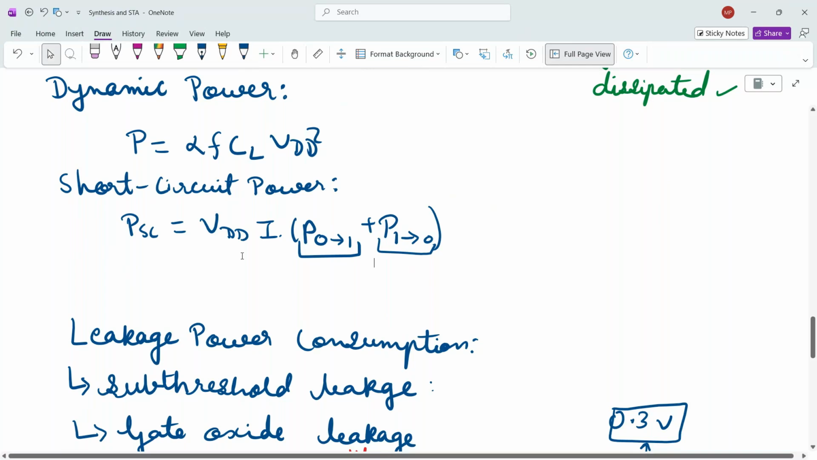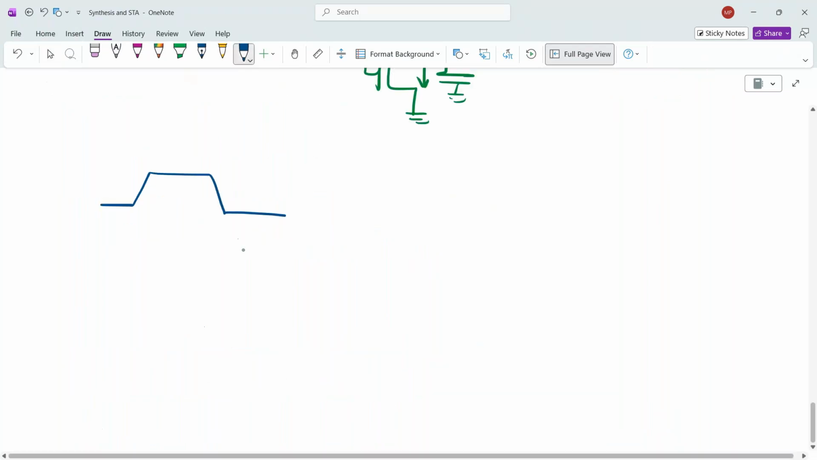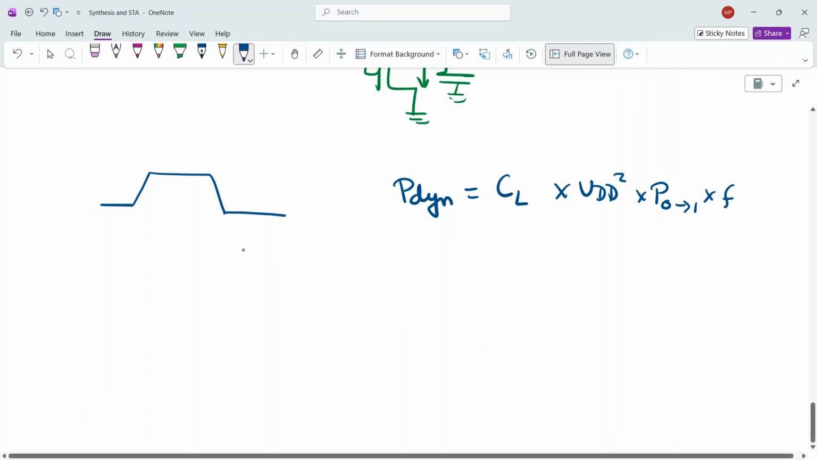Here I will write it. P dynamic is equal to load capacitance CL into VDD square into P of 0 to 1 or 1 to 0 into clock frequency. 0 to 1 is more power affected. So this is the probability of 0 to 1 switch of the output, and this is the clock frequency.